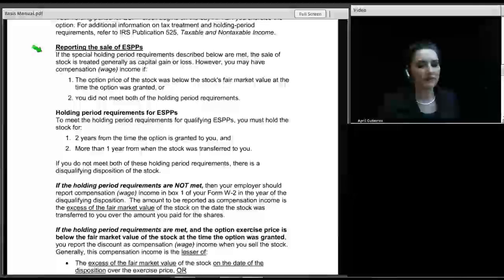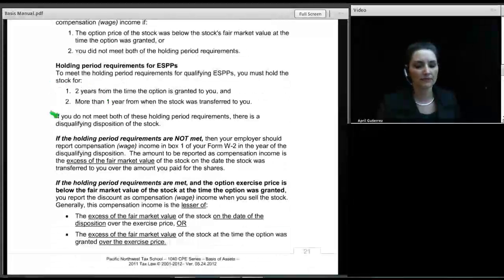Reporting the sale of ESPPs. If the special holding period requirements described below are met, the sale of stock is generally treated as a capital gain or loss. However, you may have compensation wage income if the option price of the stock was below the stock's fair market value at the time the option was granted, or you did not meet both of the holding period requirements.